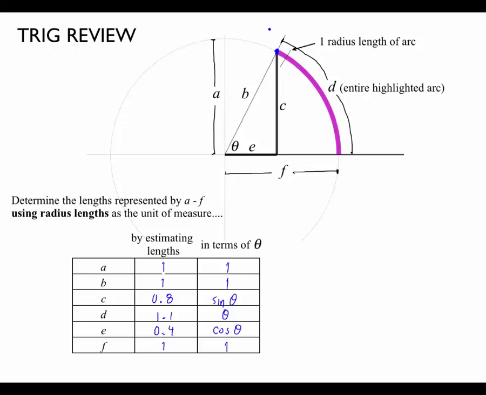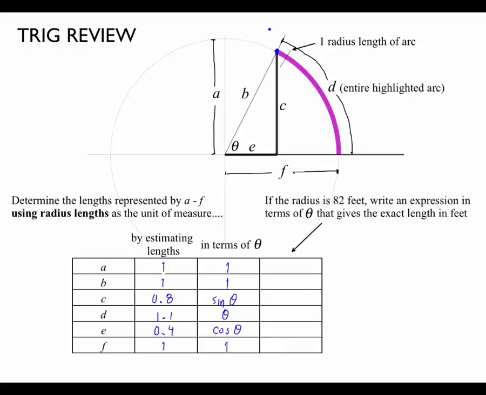Questions on that? Okay, so now, if the radius is 82 feet, now I want you to write all those lengths in feet in terms of theta. If the radius of the circle is 82 feet, write all those lengths in terms of theta, but now in the units of feet. Go.